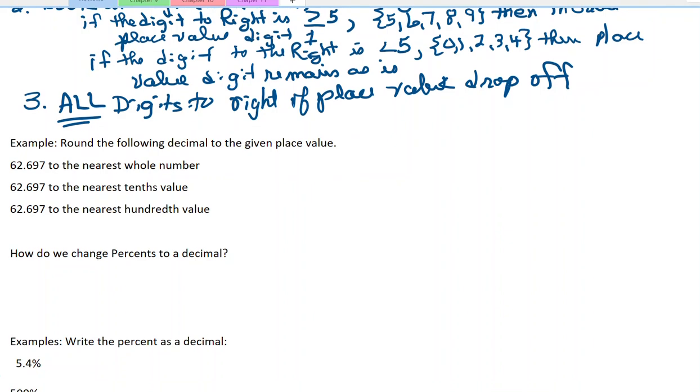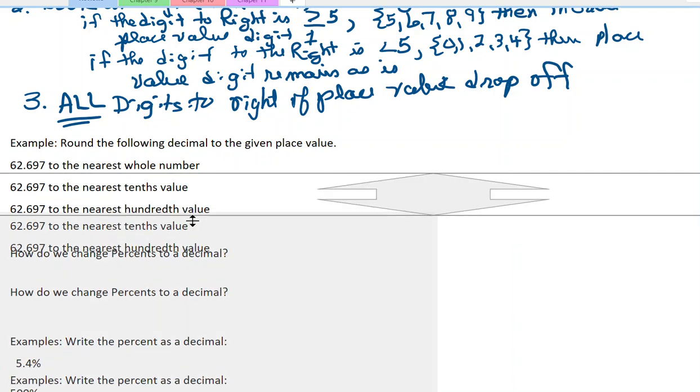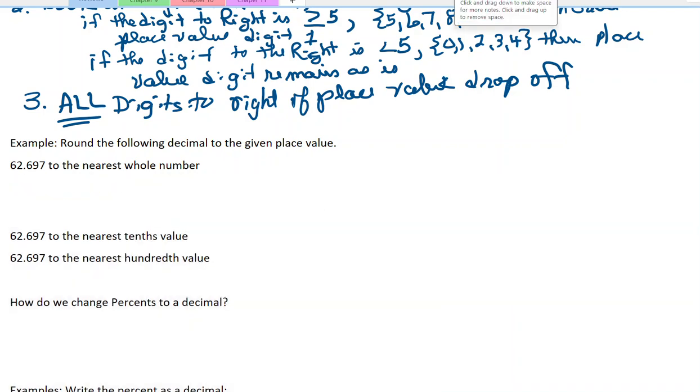All right, let's do it. Round the following decimals to the given place value. Let me make some room for myself. So I've got this number, 62 and 697 thousandths. And they want us to round to the nearest whole number.